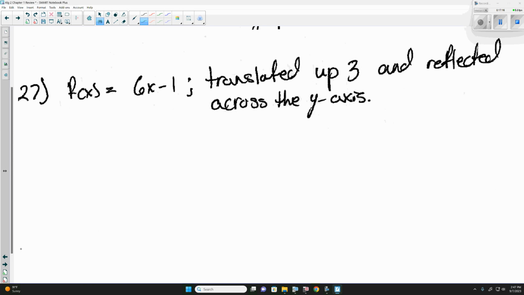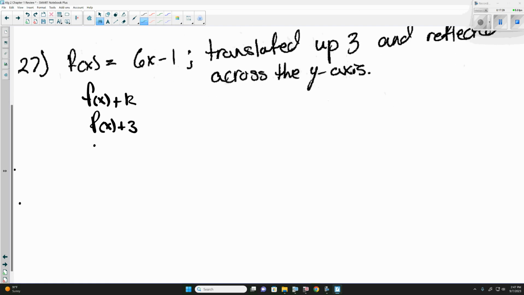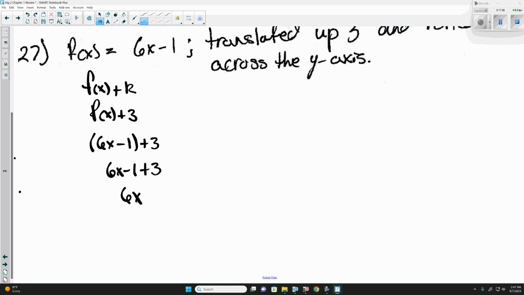Now, translated up 3, so we do f of x plus k, which would be our f of x plus 3. 6x minus 1, we can replace it with f of x plus 3. So we have 6x minus 1 plus 3, which tells us that we have 6x plus 2. Really doesn't matter what we call it. I'm going to call it g of x so that we do have a way to know this is the function we're talking about for our next translation, which is across the y-axis.